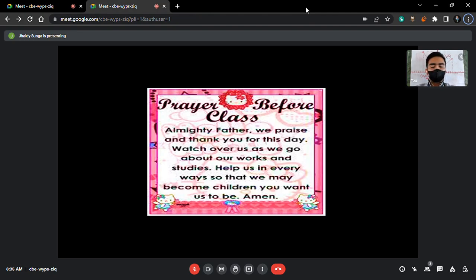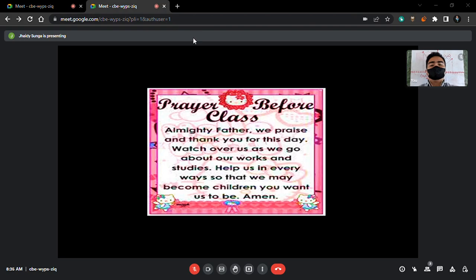Amen. The last lesson that we had was about knowing if the lines are perpendicular or parallel. We identify if the slopes of the lines are equal, meaning parallel, or if they form a 90 degree angle, meaning perpendicular.